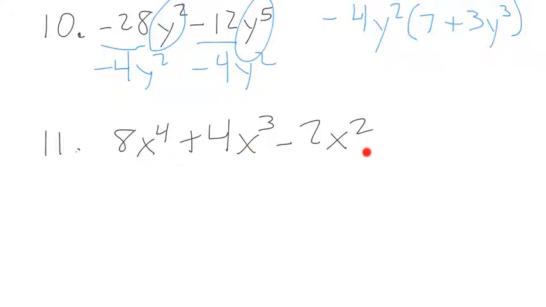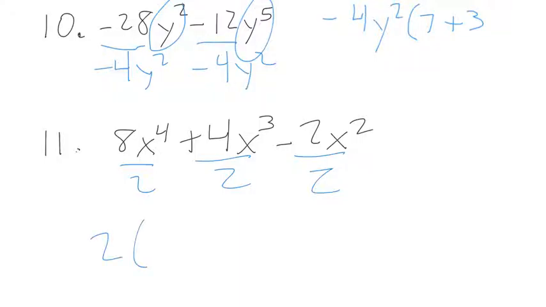What common factor do you see between all 3 of these terms, the coefficients of these terms? What common factor do you see? 2. Now, there's a positive here and a negative here and a positive there. When it's not all negative, we're just going to work with positive for the common factor. So we're going to pull out that 2. That means we are going to end up dividing each of these by 2.